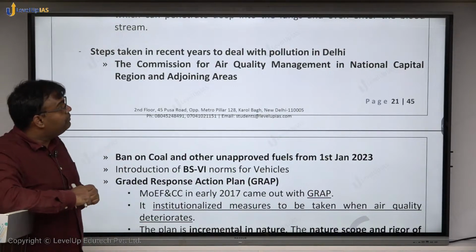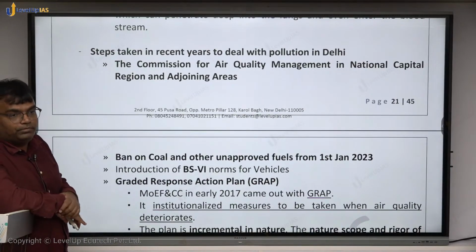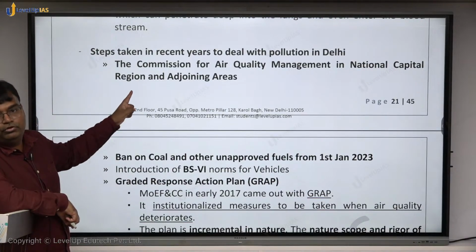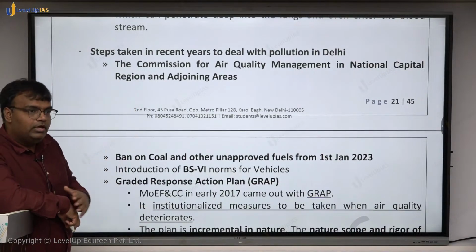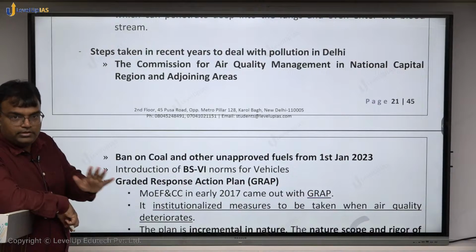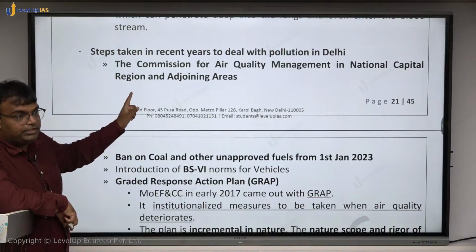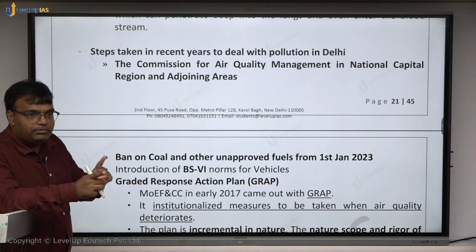One is Commission for Air Quality Management in National Capital Region, and EPCA in 2021 got replaced by this. About this body, we'll write a question. We will cover this body separately in this booklet. So institution level पे this step has been taken. We'll understand how it is better than EPCA. That kind of question can be asked in the examination.